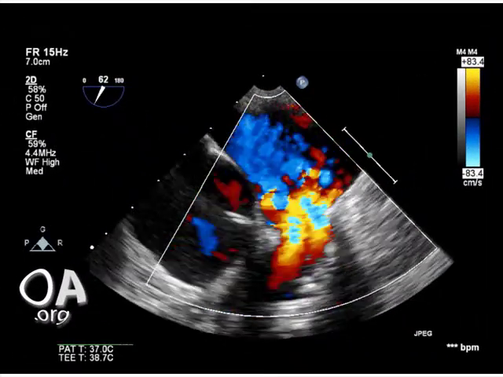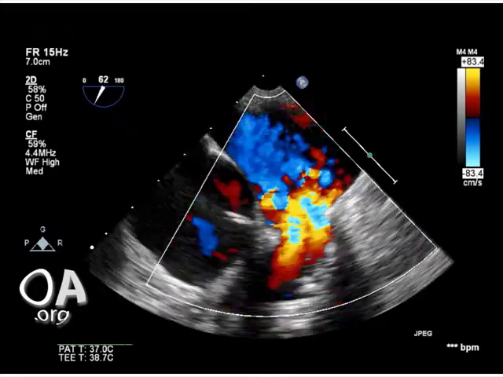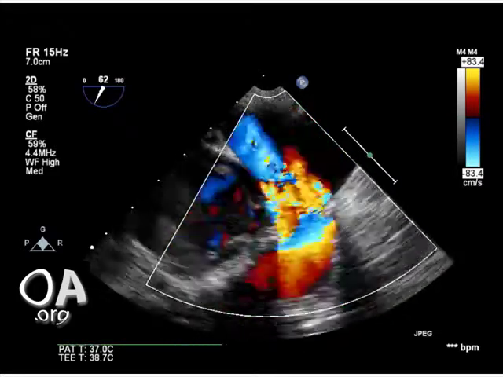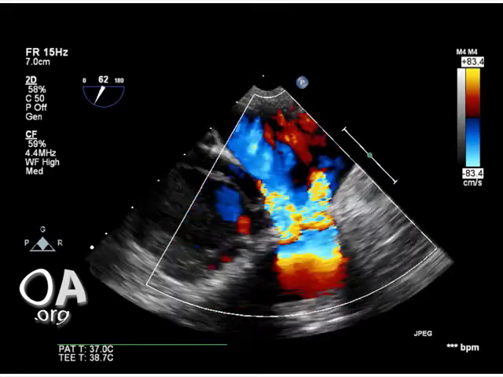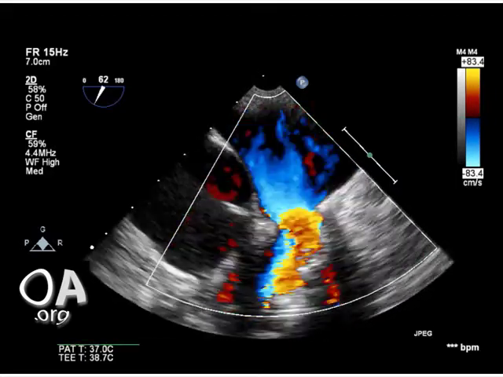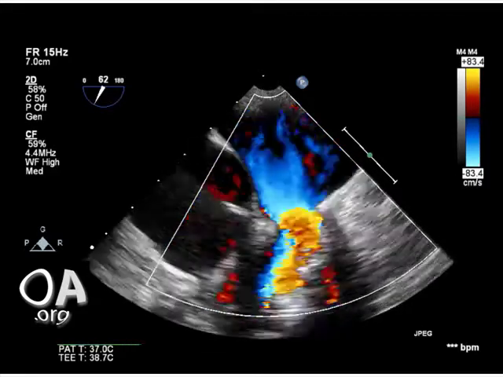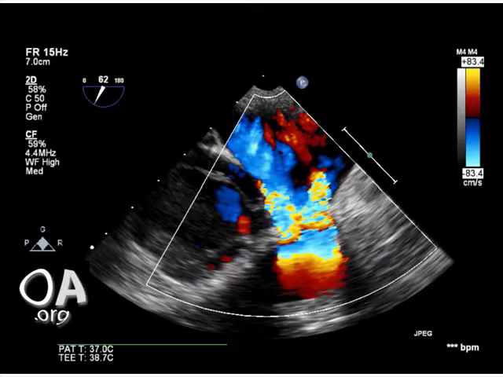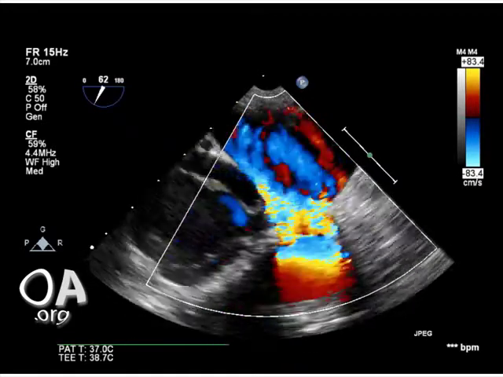This is the same view at approximately 60-degree multiplane angle, with color flow placed across the right ventricular outflow tract and pulmonary valve. There is obvious turbulence of blood flow from the various hues and speckling of the color flow pattern. This signifies that the blood is accelerating to get through a smaller orifice, and in addition there is also regurgitant or backward flow of blood noted through the pulmonary valve into the right ventricle.